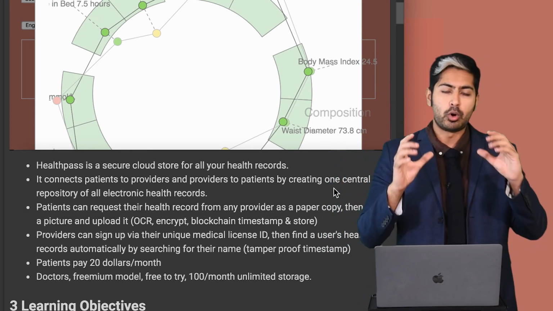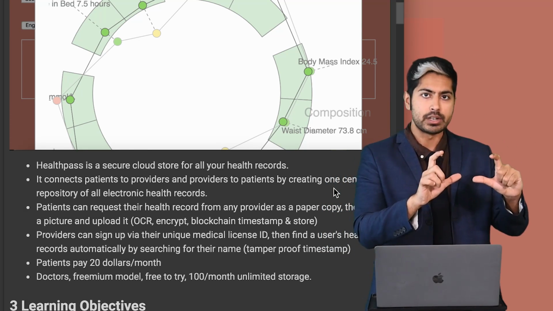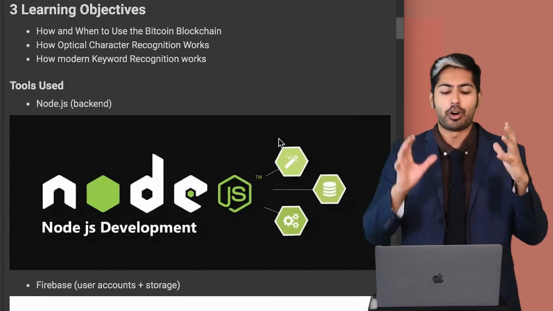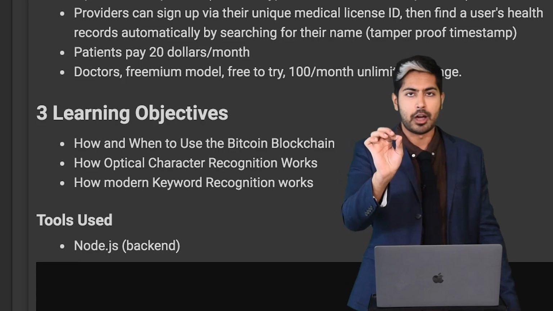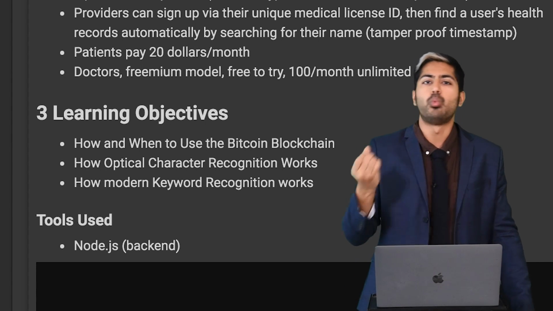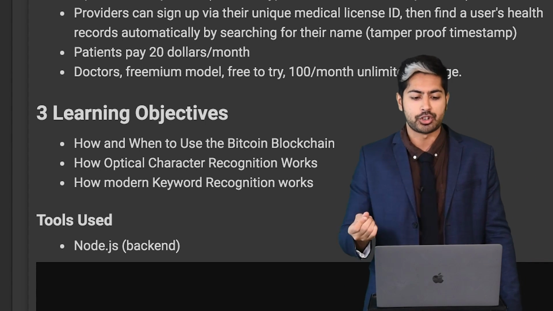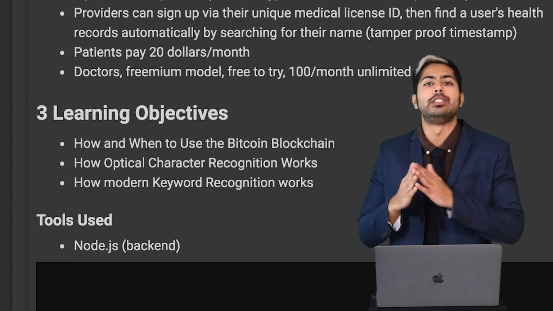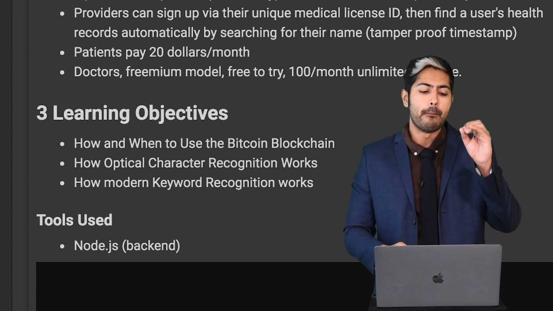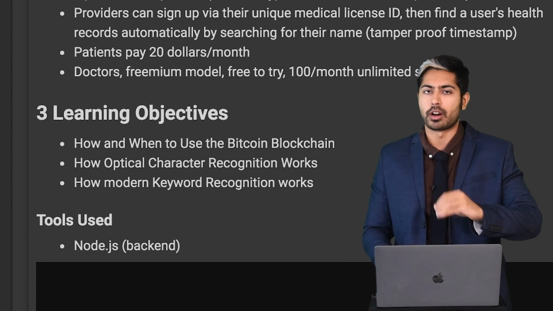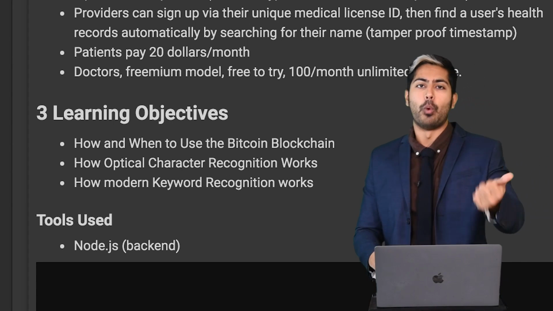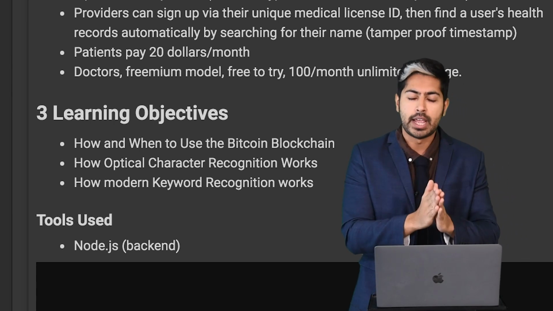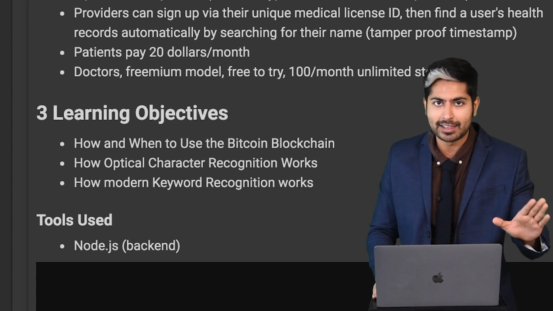So remember, the Bitcoin blockchain is actually a small part of this large app that contains a lot of technologies. And so there are 3 learning objectives in this video. The first one is how and when to use the Bitcoin blockchain. The second one is how does optical character recognition work in 2019? And the third is how modern keyword recognition works. So it's 2 AI topics, 1 blockchain topic. We've got a lot to cover in this video. Don't go anywhere. Sit down, relax, enjoy. I'm going to show you exactly how to do this.